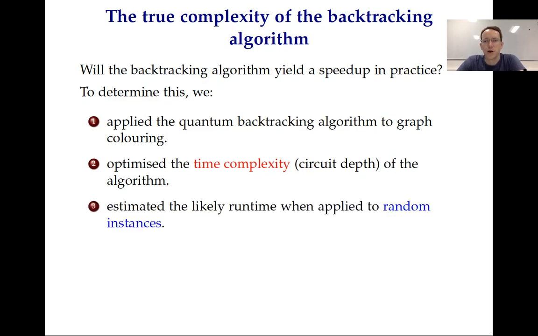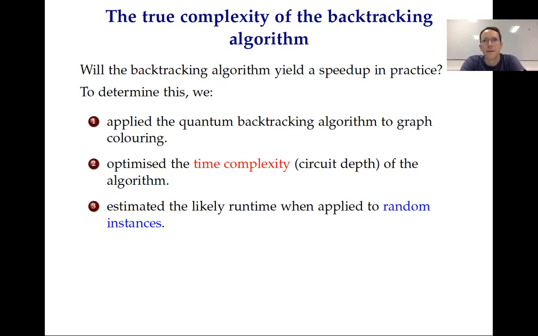We then had to work out what the algorithm's runtime was actually likely to be when we look at particular problem instances. And this is quite a challenge to do because by its very nature, we want to apply this algorithm to instances which are too hard to solve classically, or certainly very challenging to solve classically, which means that it's difficult to estimate what the runtime is going to be of the classical algorithm for solving the problem, which is what we need in order to work out the runtime of the quantum algorithm.